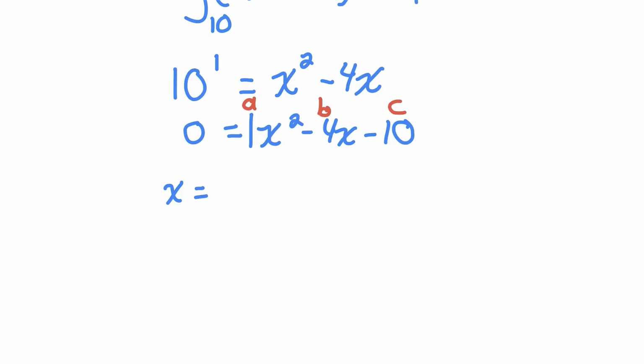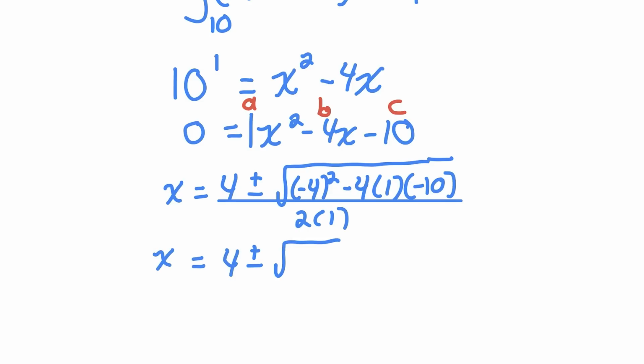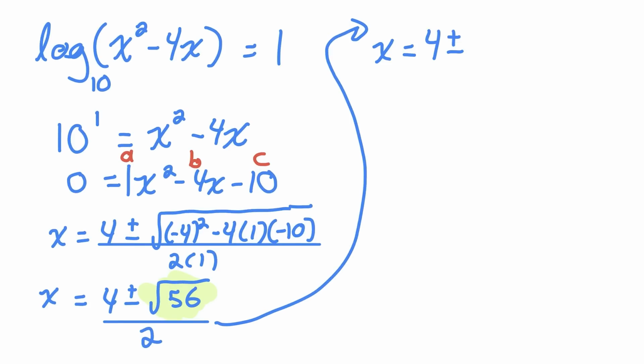It'll be x equals negative b, so 4, plus or minus the square root of b squared, so negative 4 squared, minus 4 times a times c, all divided by 2 times a. I'll simplify underneath the square root. Underneath the square root, I have 16 plus 40, that's 56. This radical expression can be simplified. There is a perfect square factor that goes into 56. 4 goes into 56 14 times, so I can split this into root 4 times root 14. But the square root of 4 is just 2, so I'll rewrite that as 2 root 14.